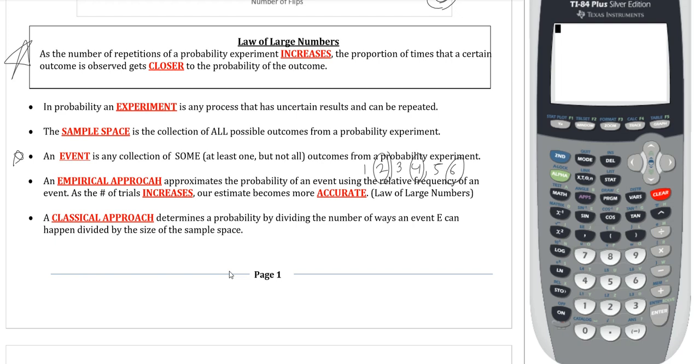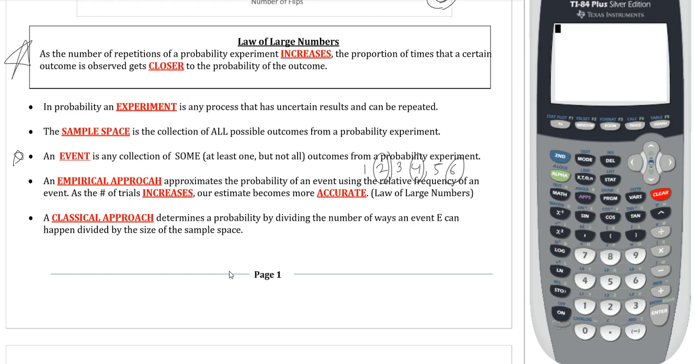All right. Now, when you approach the probability, there's 2 ways of doing it. Either doing it empirically or doing it classically. If you're doing something empirically, that means that you're approximating the probability by looking at the observations of what has occurred. So you're approximating the probability of an event using the relative frequency of the event. So how likely something occurred in your observations. If you're doing the classical approach, then you're determining the probability by dividing how many ways something can happen out of the sample space. So that means you're thinking theoretically what should happen.